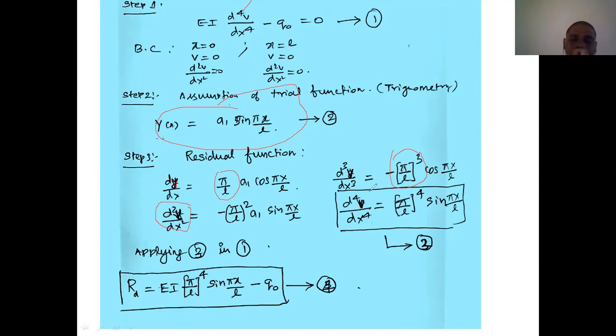One more time you have to differentiate it. If you differentiate one more time, you will get pi by l the whole power 4, and cos becomes minus sine again, so you will get a plus term here. So d power 4 v by dx power 4 is equal to pi by l whole power 4 into sine pi x by l. This is the value of d power 4 v by dx power 4.